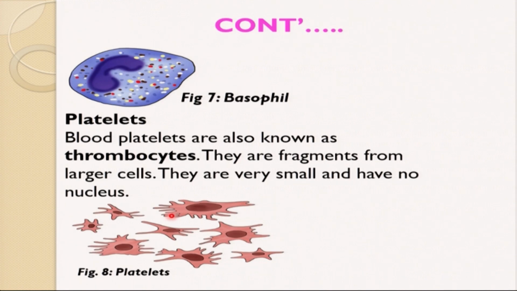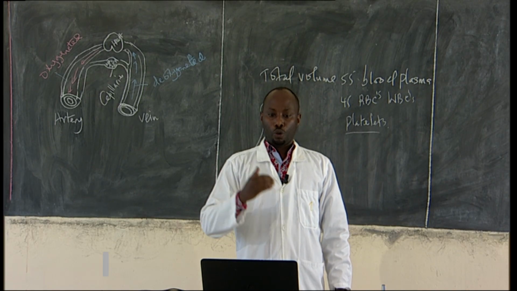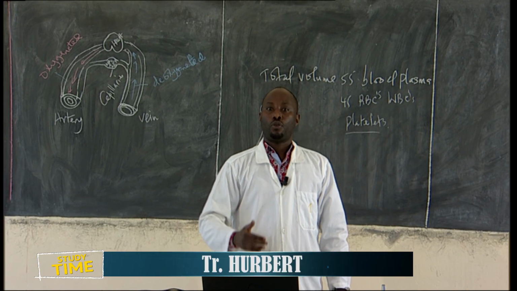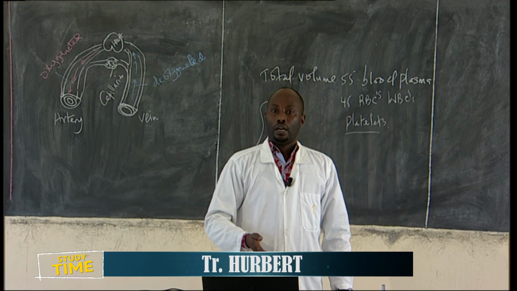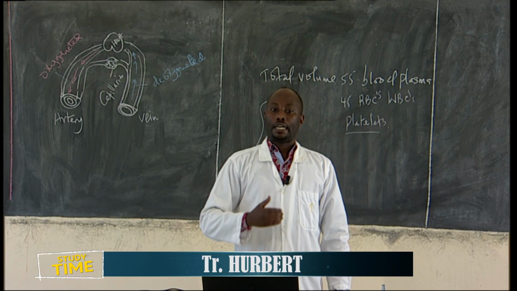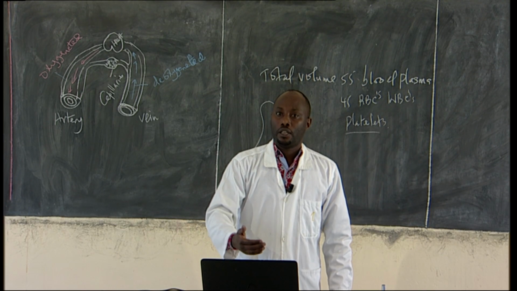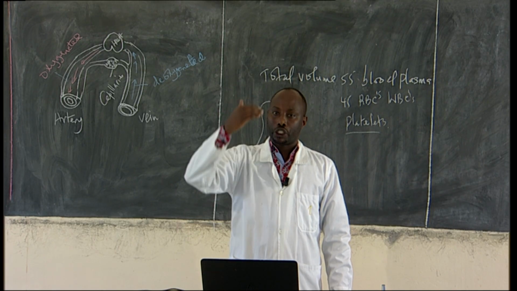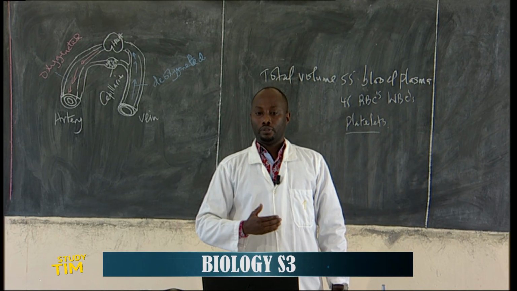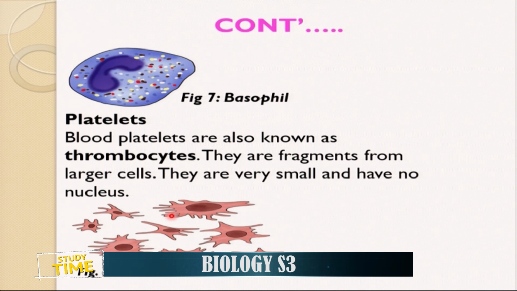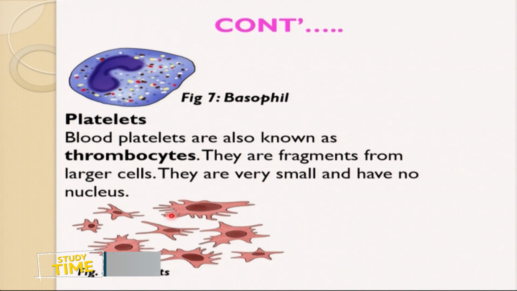Once a person gets injured, the platelets are the ones able to defend the body by causing the blood to clot. So platelets are responsible for blood clotting, simply. When a person has a lower number of platelets, he or she will bleed to death. So it means the platelets play an important role as far as blood clotting is concerned.